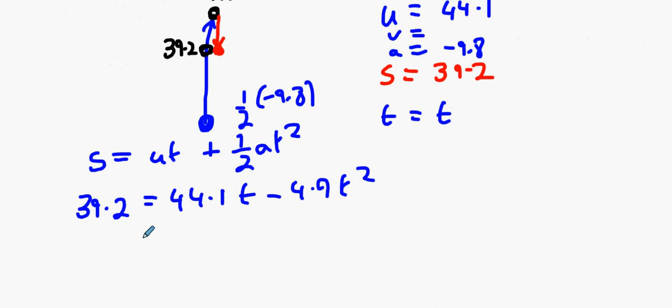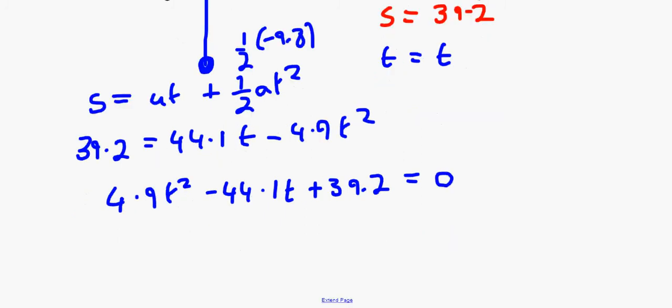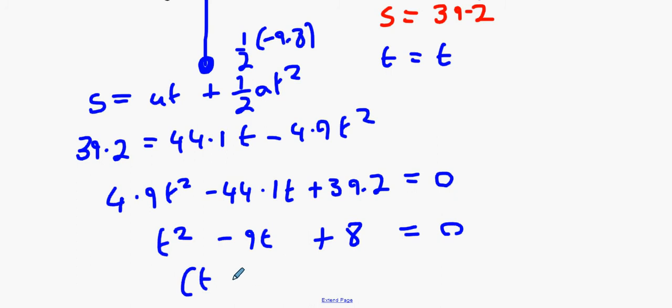Lob it all into one side. T and then plus 39.2. Are they all divisible by 4.9? Imagine, are they? Yeah, 8 times the last one. So t squared minus 9t plus 8. Alright, look, you're in business here. T minus 1 and t minus 8. Both positive answers, which means both acceptable answers.